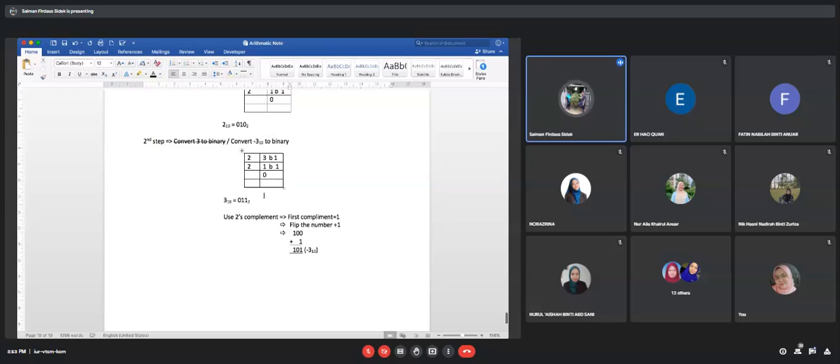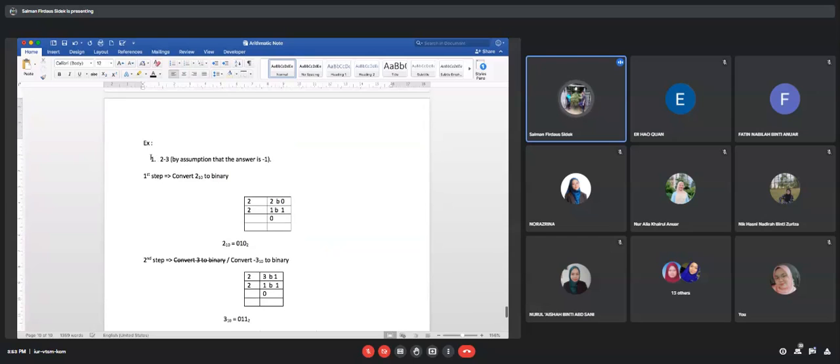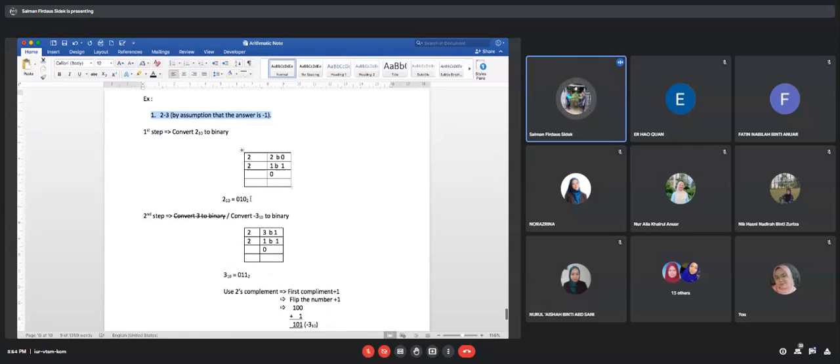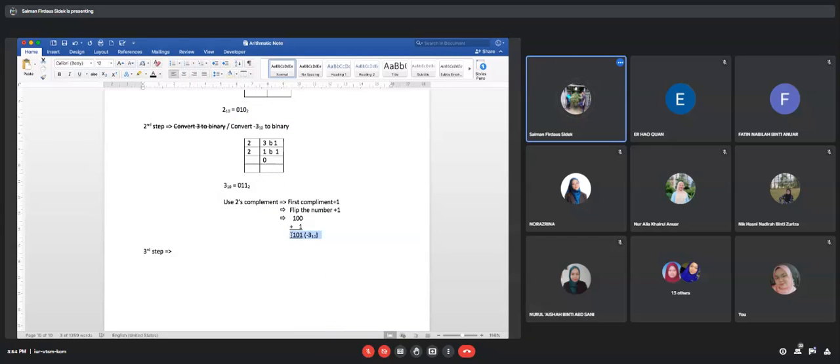So what's next? What is the third step? The operands are settled. You already get the operand in binary. So the third step is what? This was our earlier question, our objective. We already got this one, and we already got this one. So what's next?